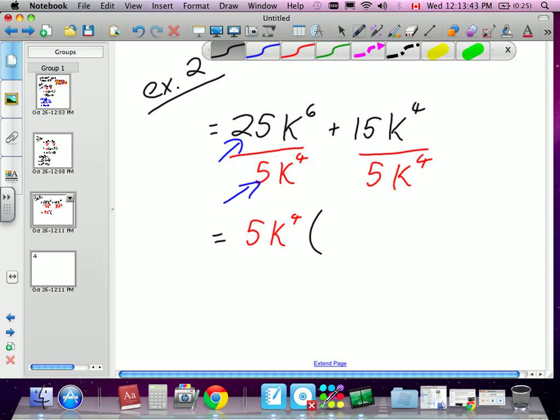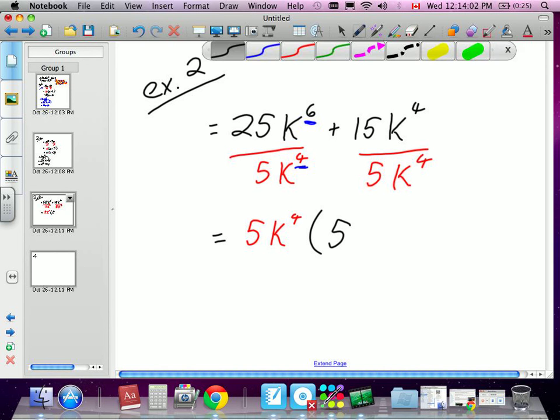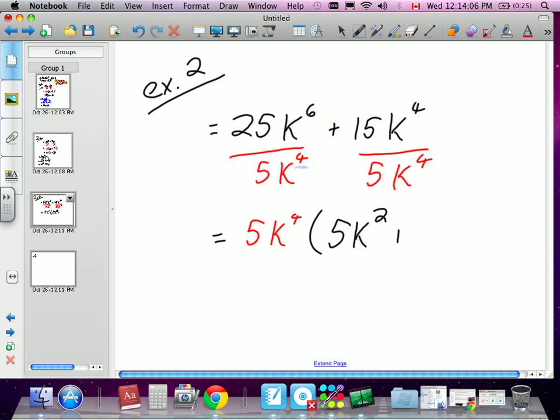5. Now when we divide our variables, k to the power of 6 divided by k to the power of 4. Yes, it's k to the power of 2. All we do is subtract the top number by the bottom number. So 6 subtract 4 is 2. So we get k to the power of 2. And then in our next one, 15 divided by 5, 3. And what is 4 subtract 4? 0. So there's no variable.